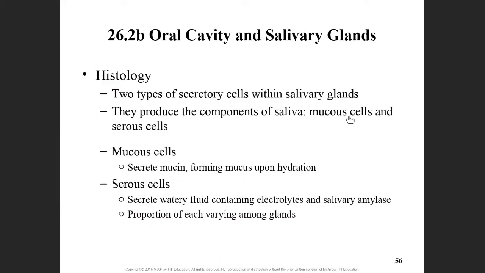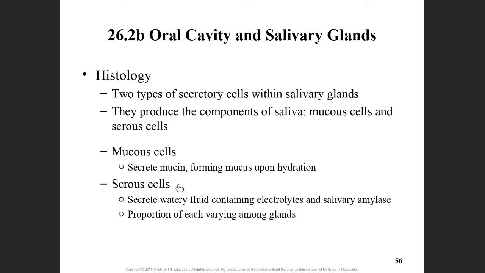Pay attention, we have 2 types of cells in our salivary glands. One type of cell is called mucous, and the other one is called serous. So we have mucous and serous cells. The mucous cell can secrete mucin. The mucin is a thick, viscous substance, and it can lubricate our mouth cavity. The mucin is formed from mucous and water. When mucous and water combine together, they make mucin.